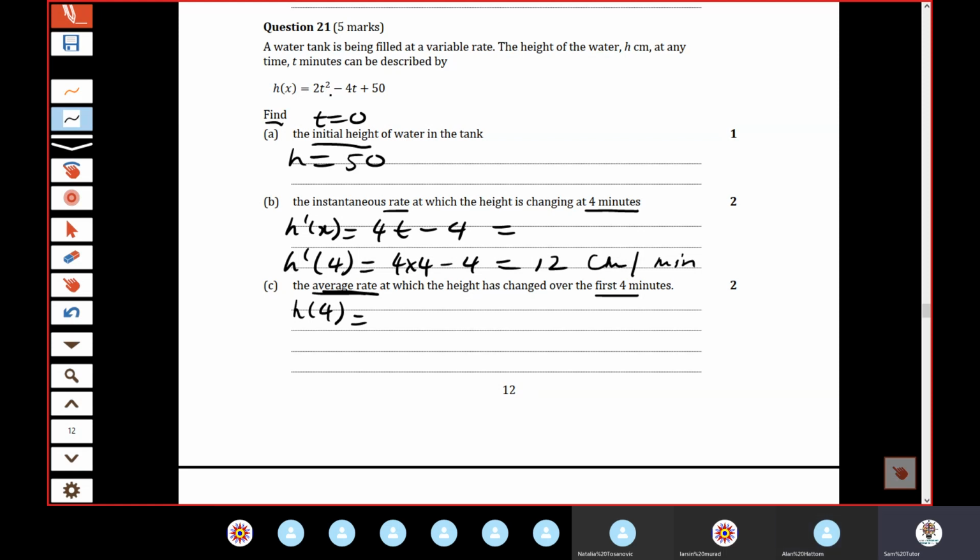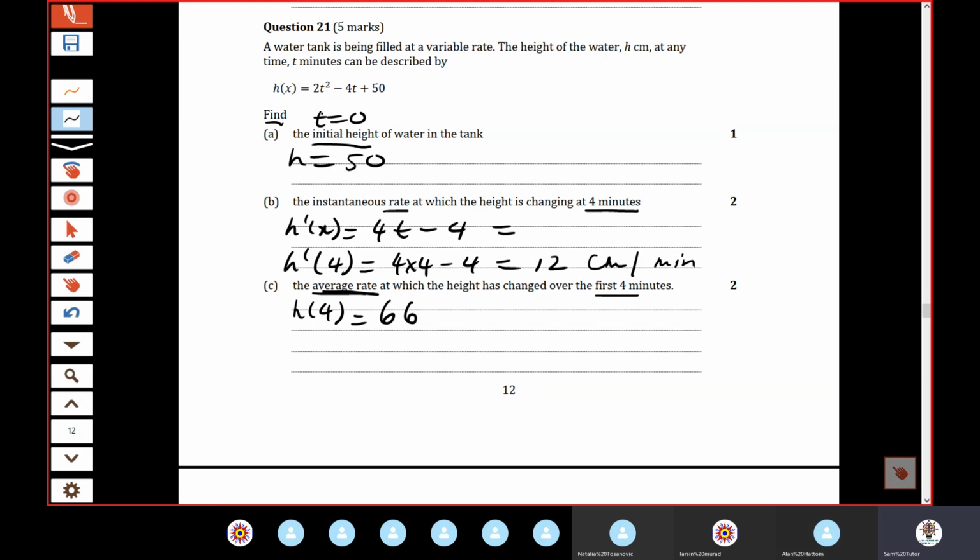So 2 times 4. Because it says average, that changes it a little bit compared to what I would usually do, which is differentiating. So if you want to find the average over the first 4 minutes, I'm going to sub it in at 4. I think it gives me 66. Someone please confirm if that's wrong. But doesn't it say average rate? So then, hey, hold on. I didn't say that's the answer.